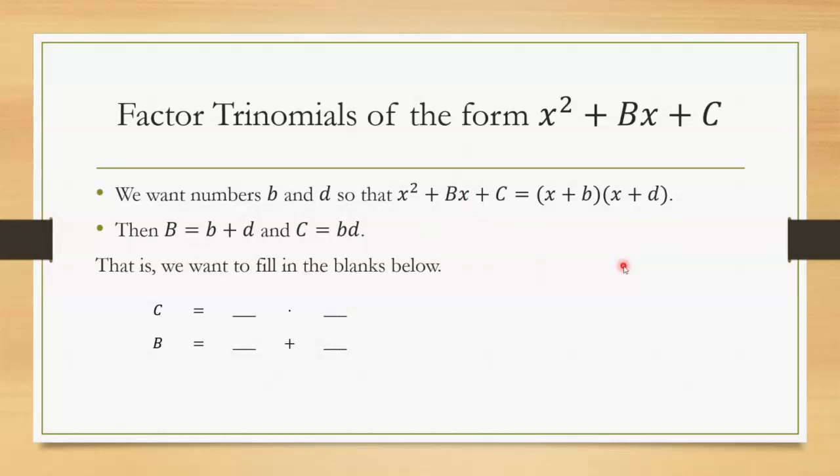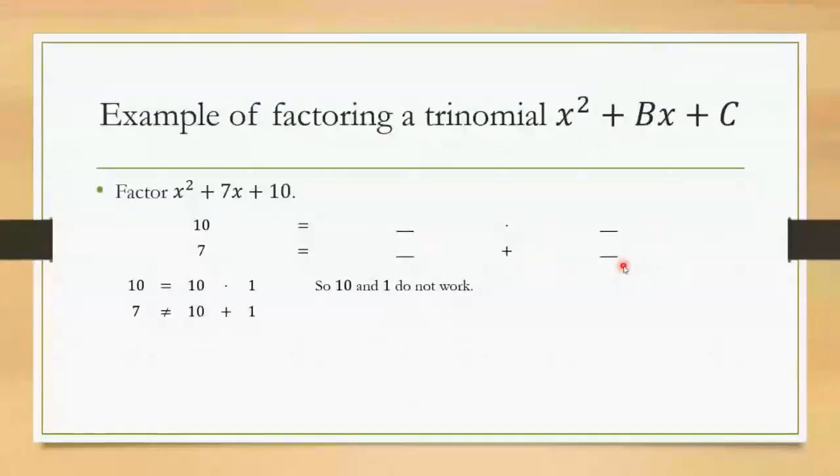Okay. All right, well, let's do an example of that. So let's suppose we want to factor x squared plus 7x plus 10. Notice we have this kind of trinomial. Trinomial, tri means 3, like tricycle.